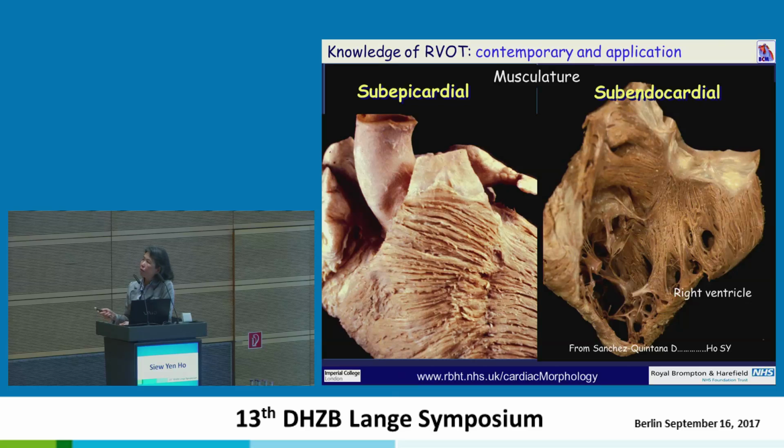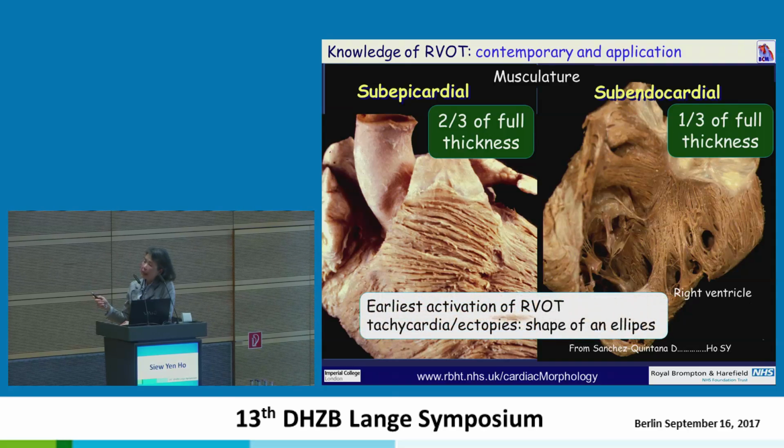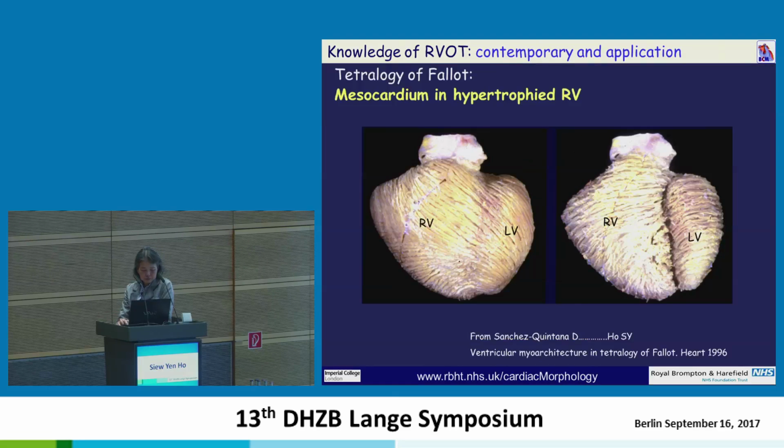In terms of muscular arrangement, it is circumferential on the outside, longitudinal on the inside. In fact, circumferential accounts for about 2/3 of the full wall thickness, and EP mapping has shown the earliest activation of right ventricular outflow tract tachycardias in the shape of an ellipse with a longer dimension across a diameter, suggesting that the impulse is going round following the arrangement of the myocardial strands.